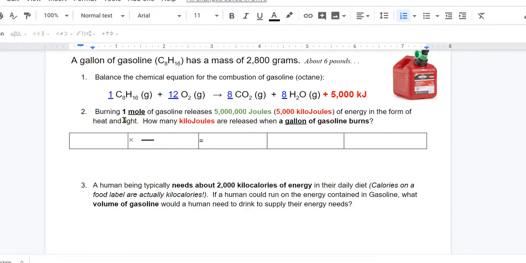Now let's solve problem 2. Burning 1 mole of gasoline releases 5,000 kilojoules of energy in the form of heat and light. There it is. That's the fire. How many kilojoules are released when a gallon? This is a gallon of gas here. Get a lot of energy. How much energy? Let's find out. So I'm going to use this data here, 2,800 grams in a gallon of gasoline. And that's going to be my starting point.